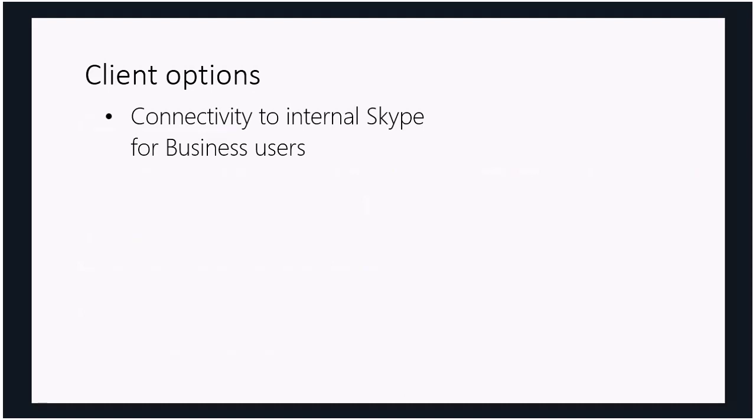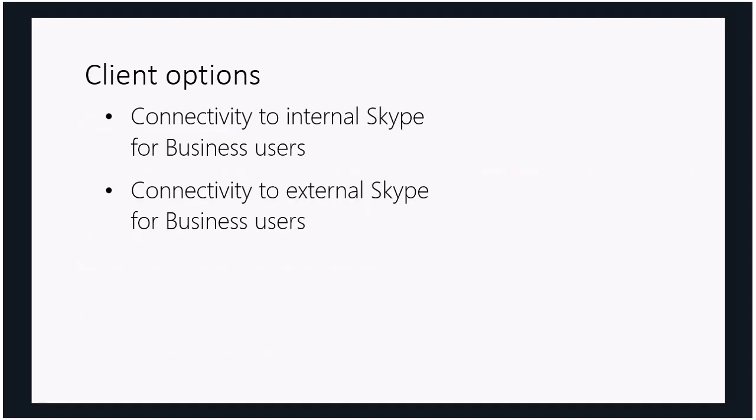Okay, so your client options here are that once you have all of that set up, your clients can then connect to their internal Skype for Business users. So these are typically users within the same domain as you have. So that means that they can work with their colleagues, they can work with people within their organizations and share information. By default, they'll also be able to connect to external Skype for Business users.